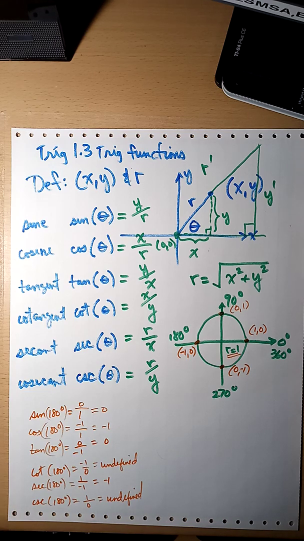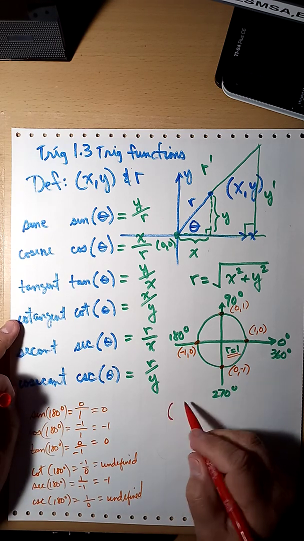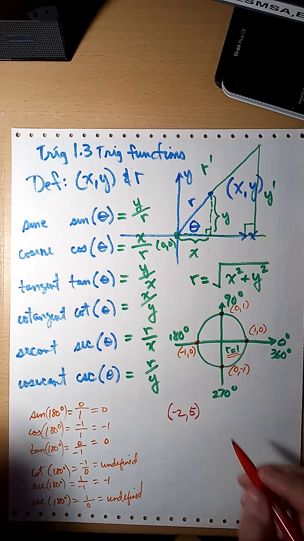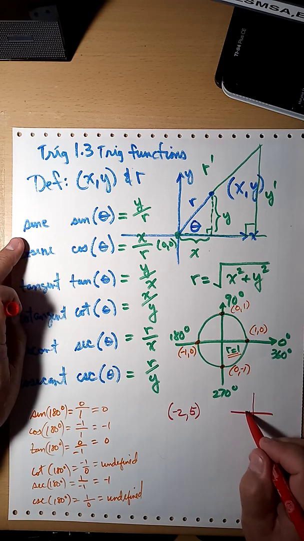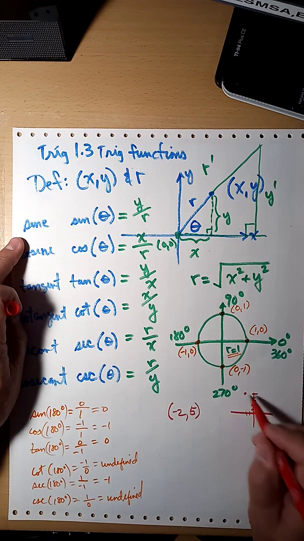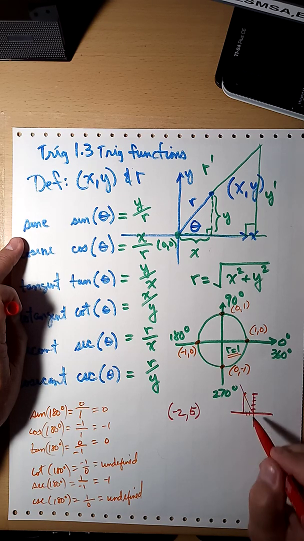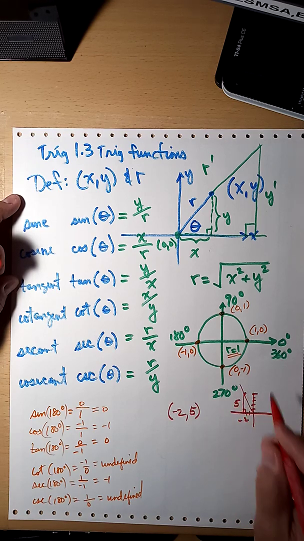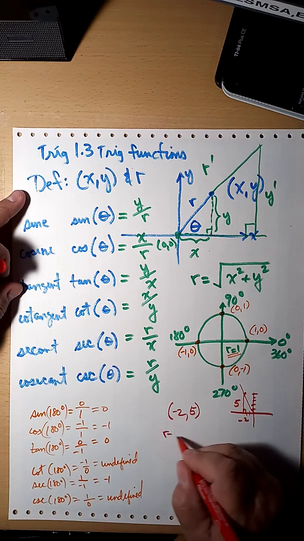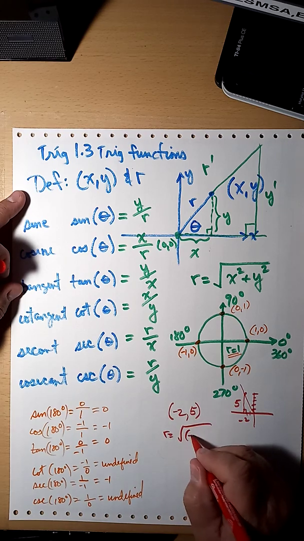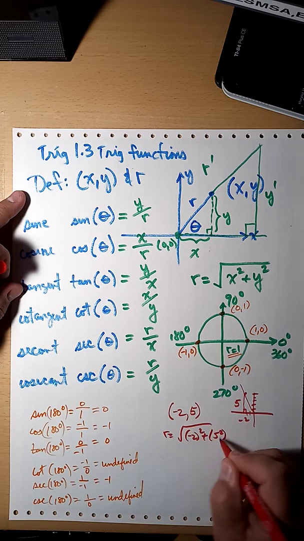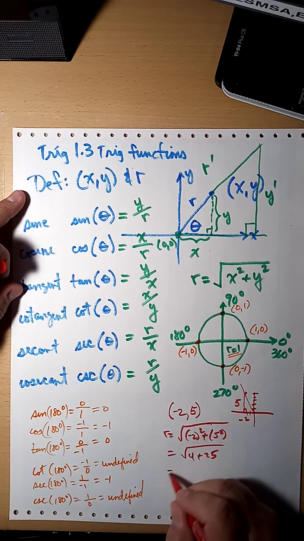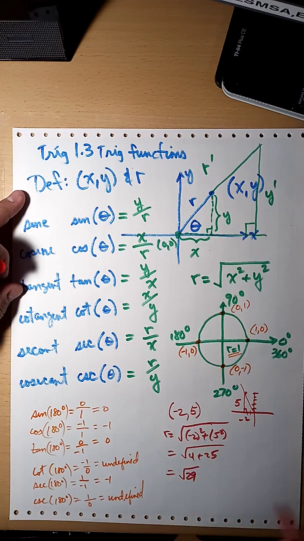Let's pick another point in the plane. How about negative 2, 5? So in the plane, negative 2 and 5, someplace here. This is the negative 2 and a positive 5. We can find r, which is the square root of a negative 2 squared plus 5 squared, which is the square root of 4 plus 25, which is the square root of 29. Not a nice number, but that's okay.